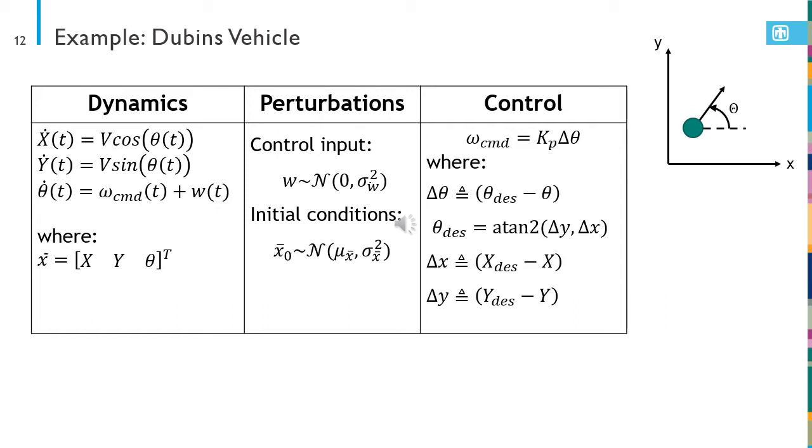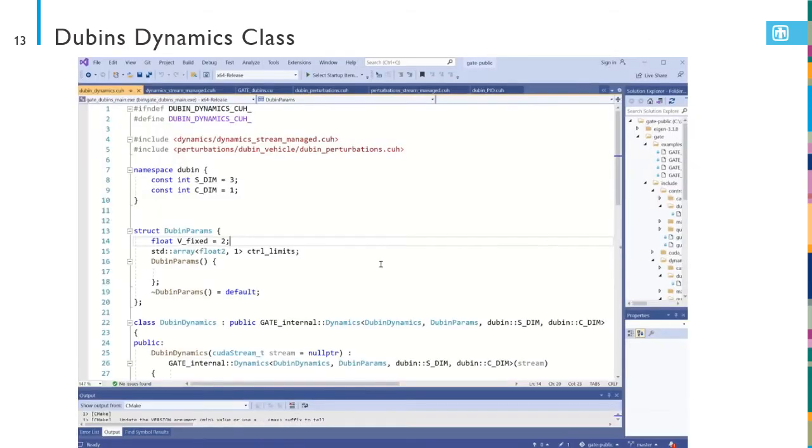Then the control law in the right column is designed to drive the vehicle to a desired XY position. We use a proportional controller that feeds back heading error. Now we can look at how each of the classes are implemented for the Dubin's vehicle. You can see that the Dubin's param struct is where we can initialize system-specific parameters. In this case, we have a default constant speed as well as control limits if we want to implement them.